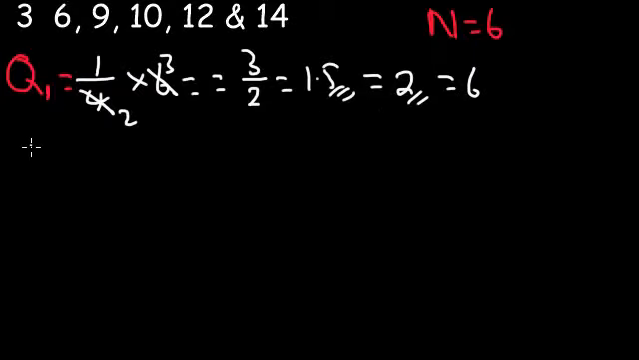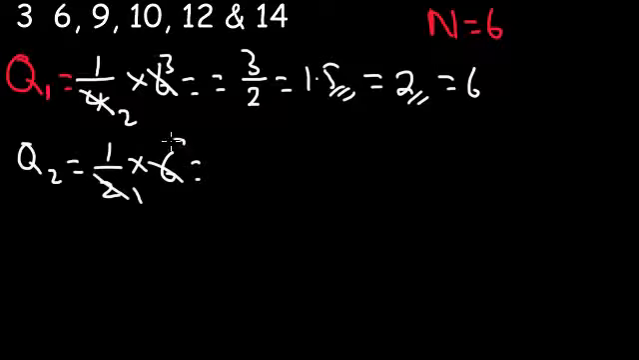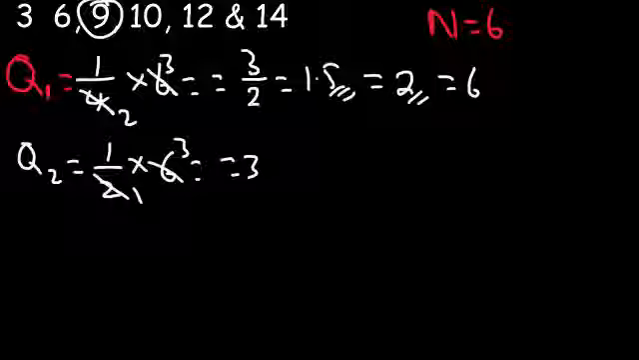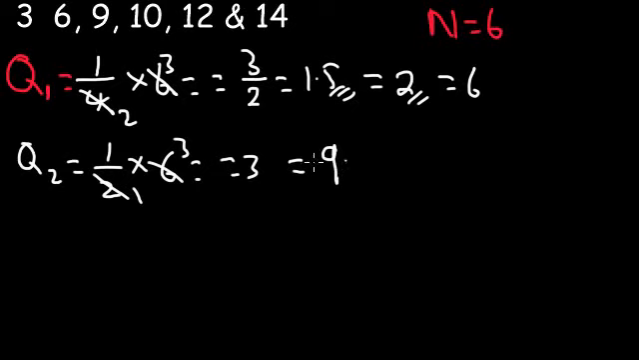Q2 is simply equal to 1/2 of n, which is 6. 2 here 1, 3 here 3, that gives us 3. So the data at the third position is simply 9. Now keep in mind that the distribution must be arranged in ascending order. This has already been done, that's why we skip that step. So Q2 is simply 9.